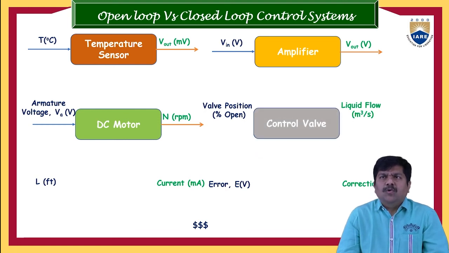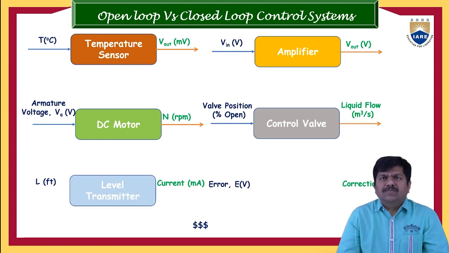The next one is a control valve. You can come across various controlling valves in hydraulic systems. The percentage of opening will influence the liquid flow. If the tap is completely tightened, you cannot see any liquid coming out of that particular tap. So this is the controlling valve. The next one is the level transmitter, a device which converts level to current, or some flow of energy. So level will be converted to current.